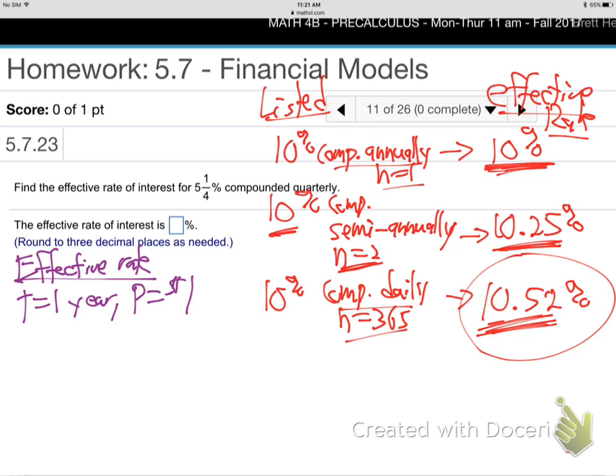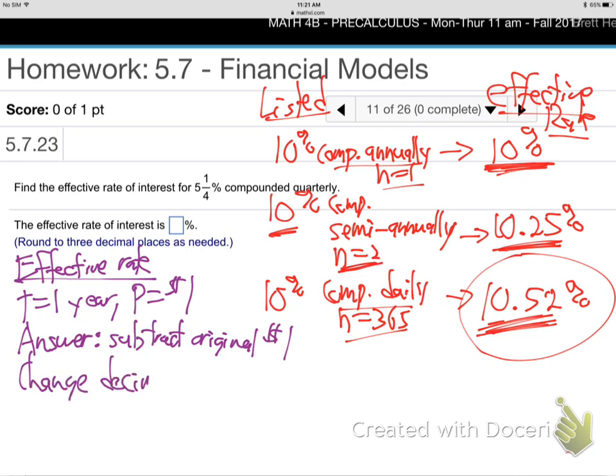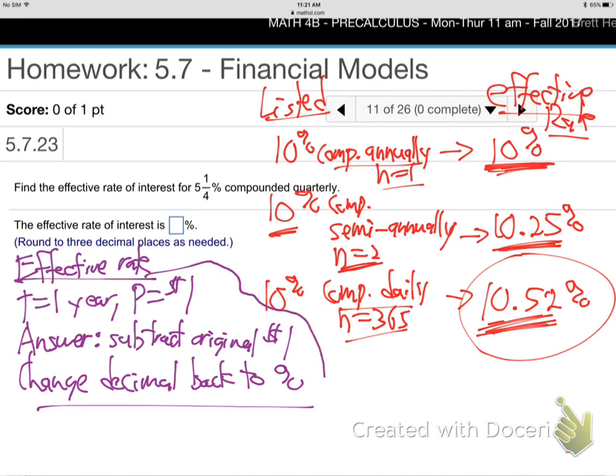And then take your answer and subtract the original $1 and then change your decimal back to a percentage. So there's the game plan for effective rate. At least my game plan. I think it'll make sense as we go.